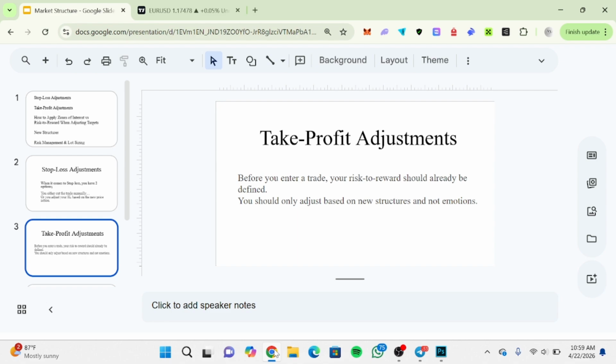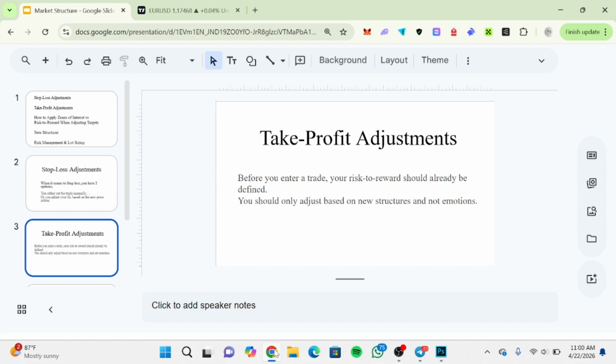Now, if you move your target from 20 pips, for instance, to 25 pips, yes, your profit increases, but that's not discipline. Take note, that's not discipline, that's emotion. And like I said, allowing your emotion to get the best of you is going to mess you up in the long run. Your risk to reward should not be adjusted emotionally, only structurally.